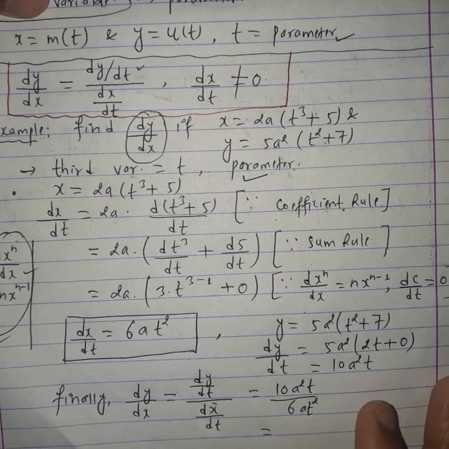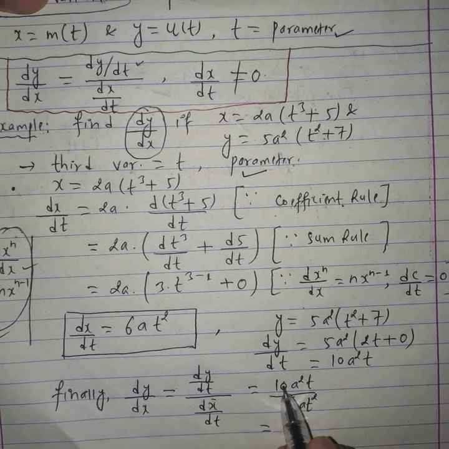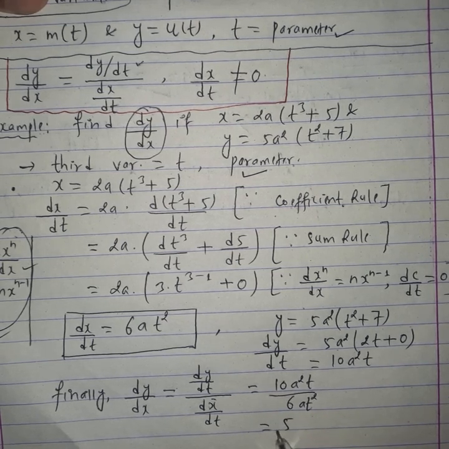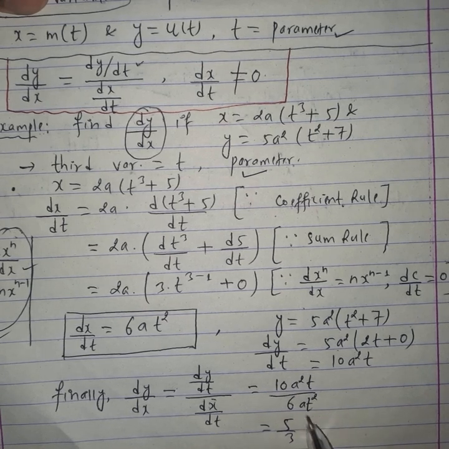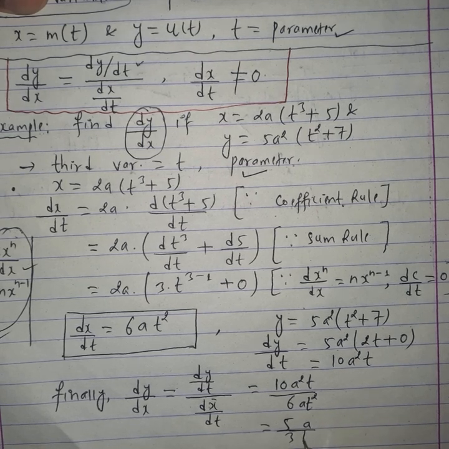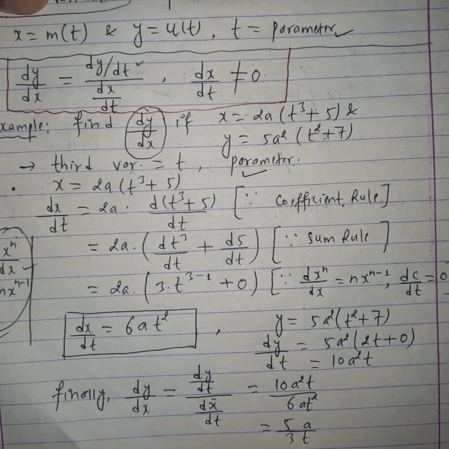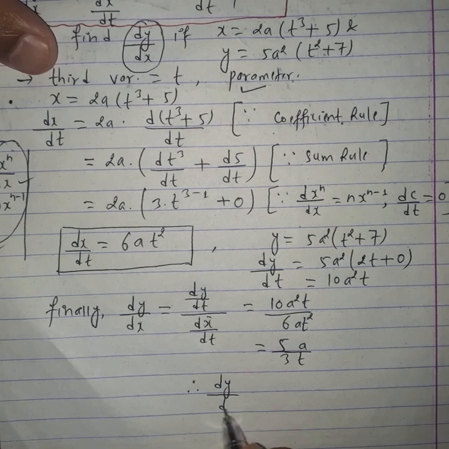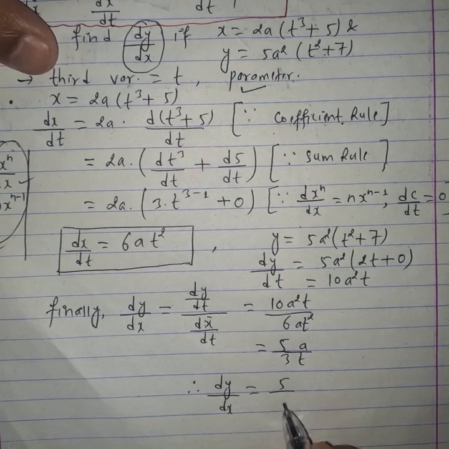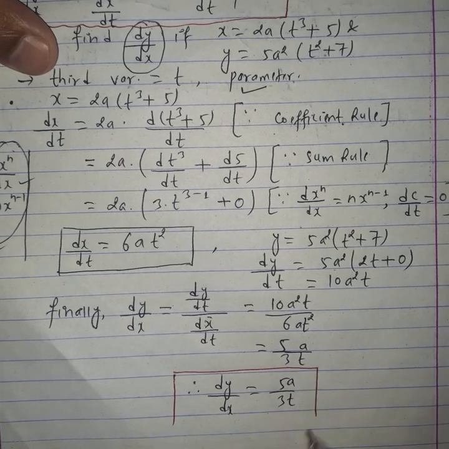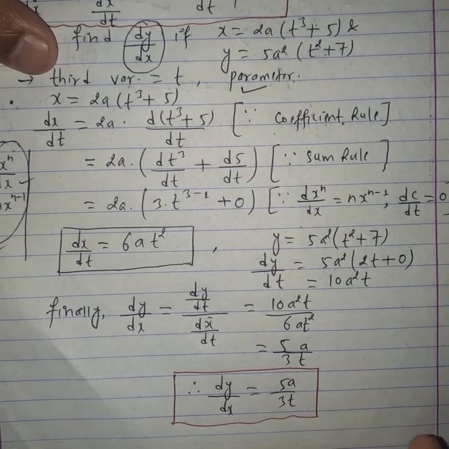Let's simplify this. Here the 10 over 6 can be reduced to the lowest term 5 over 3. A square over a gives just a, and this is a over t, 5a over t. So finally we obtain the value of dy over dx as 5 over 3, 5a over 3t. This is the final answer, 5a over 3t. This is our final answer.